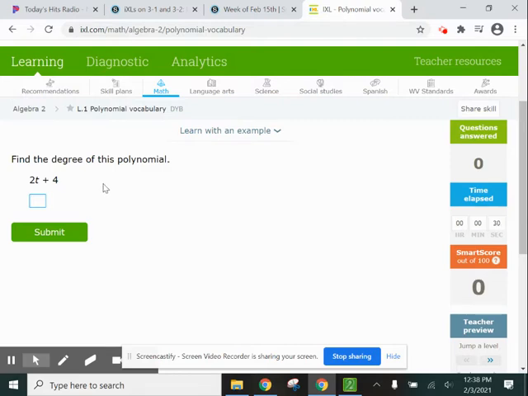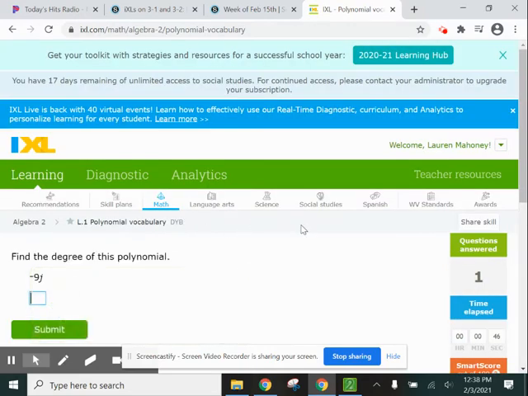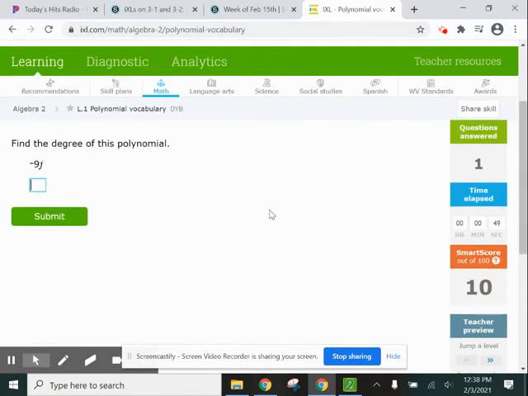Now this one actually says degree instead of terms. Degree is the highest exponent in a polynomial. Well, this one has a 2t plus 4. T is the only variable and its exponent is 1, so this is a degree 1 polynomial. This is also a degree 1 because the j has an exponent of 1.